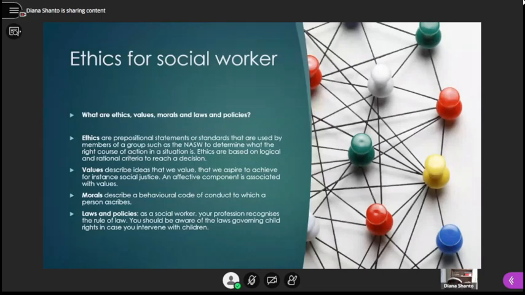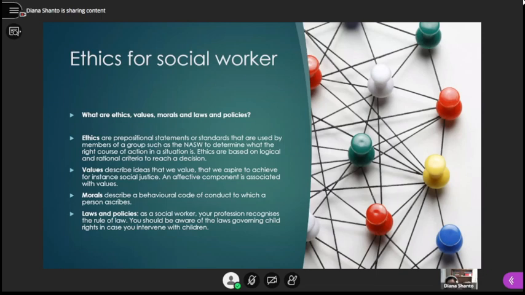Donc, what are ethics? They are prepositional statements or standards that are used by members of a group or an association, such as the National Association of Social Workers. So ethics is used to determine what's the right course of action. Surtout because we work with humans et on doit avoir some kind of ethics to guide our behavior. Ethics are based on logical and rational criteria to reach a decision. Donc ça c'est ethics, it's about statements or standards.